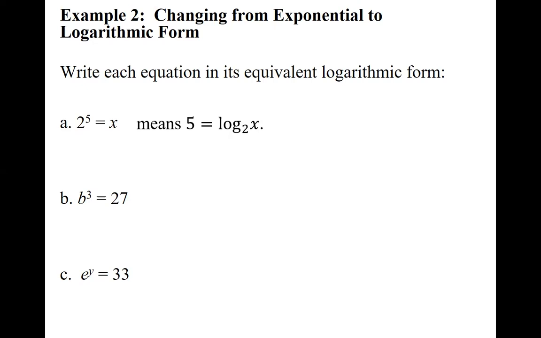In B, the base is b. The exponent is 3. That's equal to 27. A logarithm is an exponent. So 3 equals the log. The base is b. 27 is what's left. And then for C, the base is e. The exponent is y. The logarithm is the exponent. Y is the logarithm. Y equals the log base e of what's left, 33.